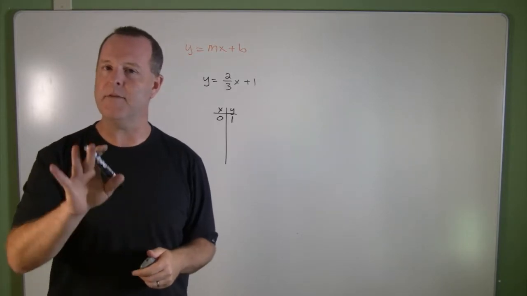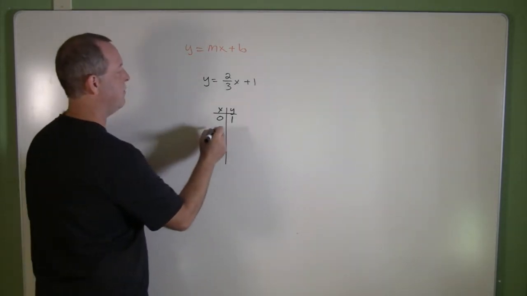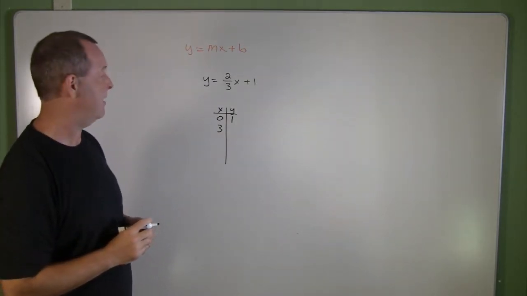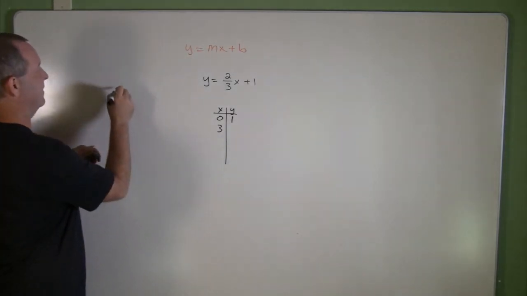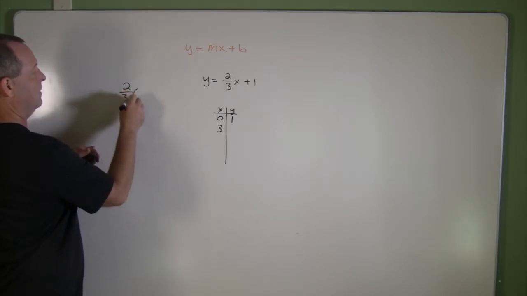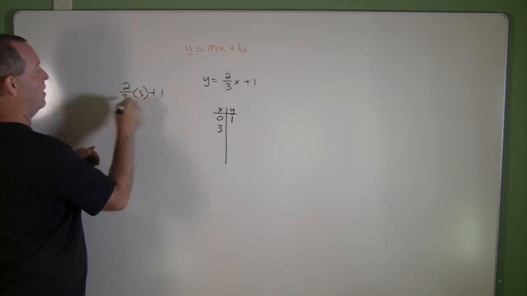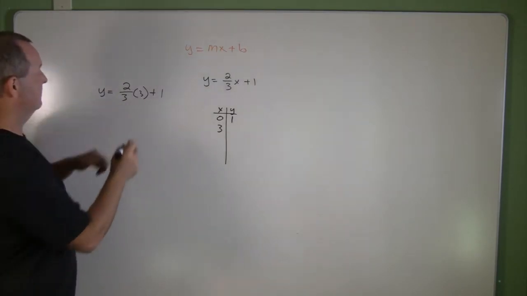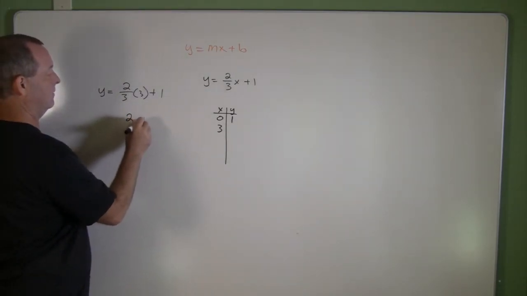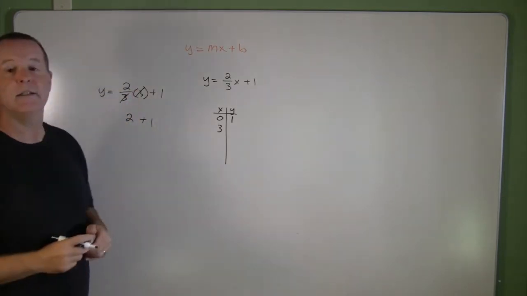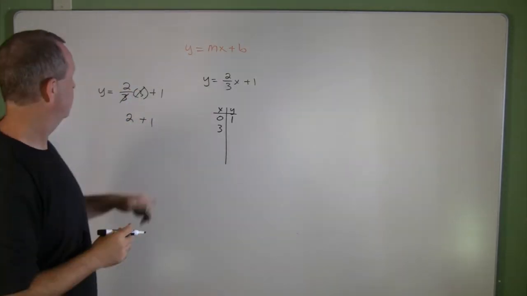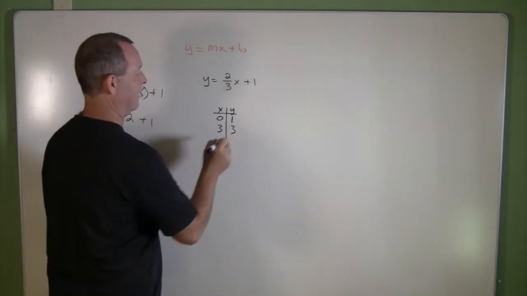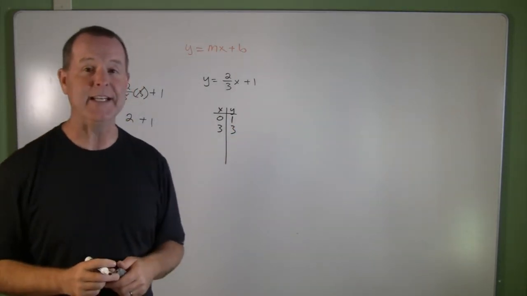Well, let me give you my first idea. I'm going to choose a 3. Are you seeing what's happening here? And I'll write it out here off to the side. 2/3 times 3 plus 1. 2/3 times a 3, that's just a 2, because those 3's cancel each other out. So I am left with 2 plus 1, which equals a 3. Kind of a cool idea.